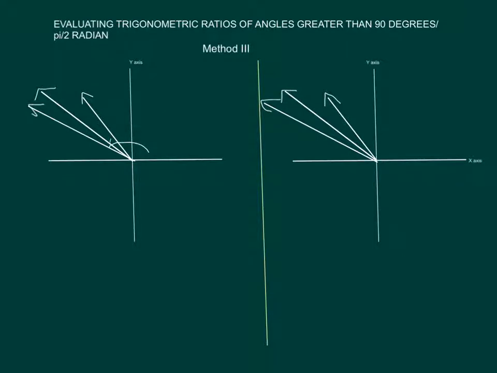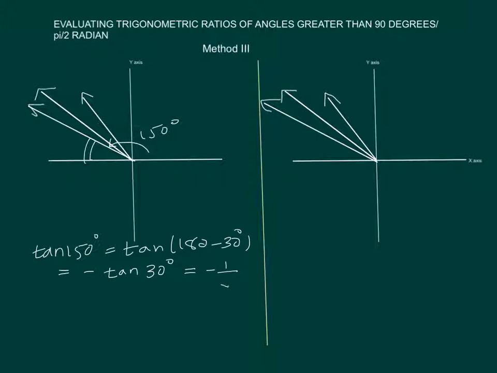Let us take another angle, say a 150 degree angle in the second quadrant, and say we want to find tan of 150 degrees. That can be written as tan of 180 minus 30 degrees. Now the x-axis is the line of reference, so tan will remain tan and the reference angle is 30 degrees now. Tan is negative in the second quadrant and hence minus 1 by root 3 is the answer.